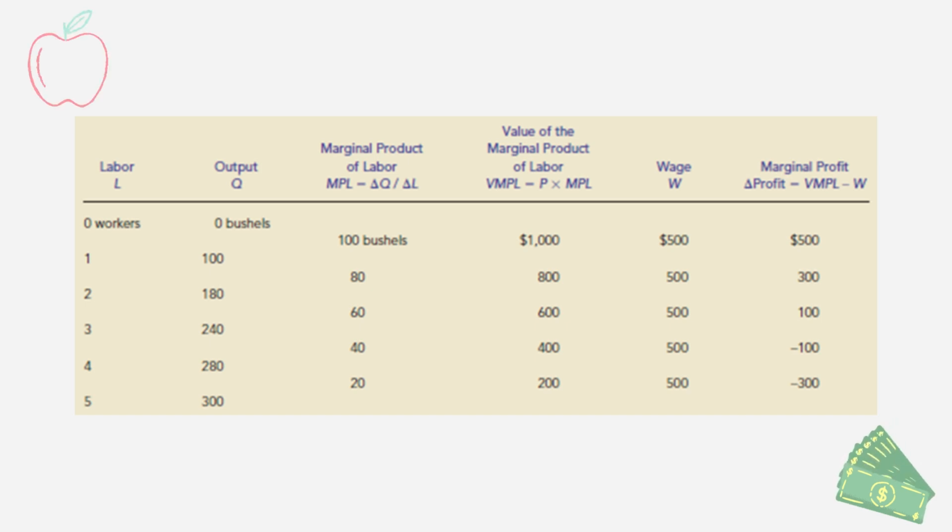The value of the marginal product of labor is with the assumption that the price of 1 bushel of apples is $10. So 100 multiplied by $10 equals $1,000. And the wage for 1 worker is $500. So with the revenue of $1,000 minus the expense of $500, which is the wage for the worker, the profit is $500.